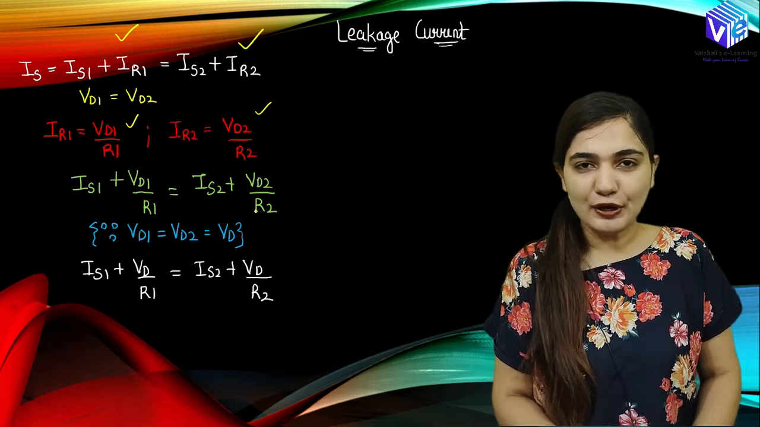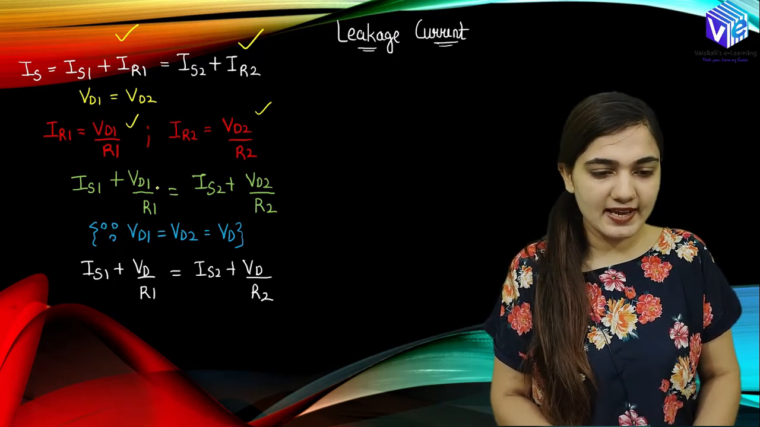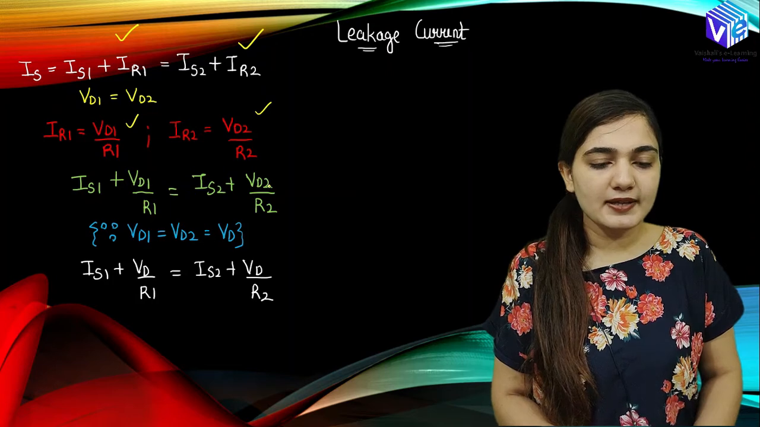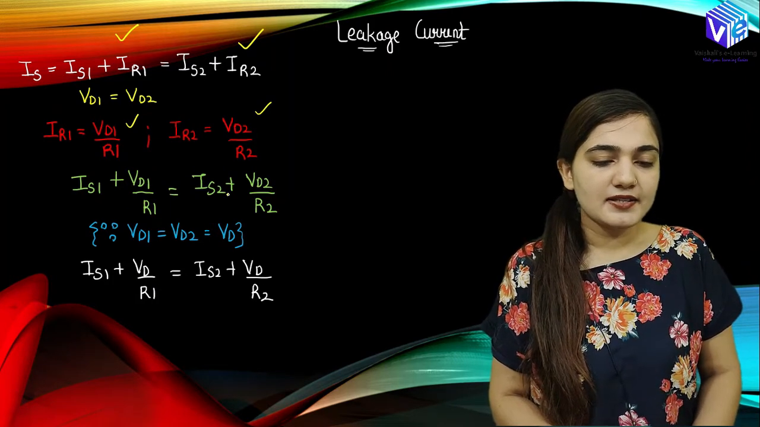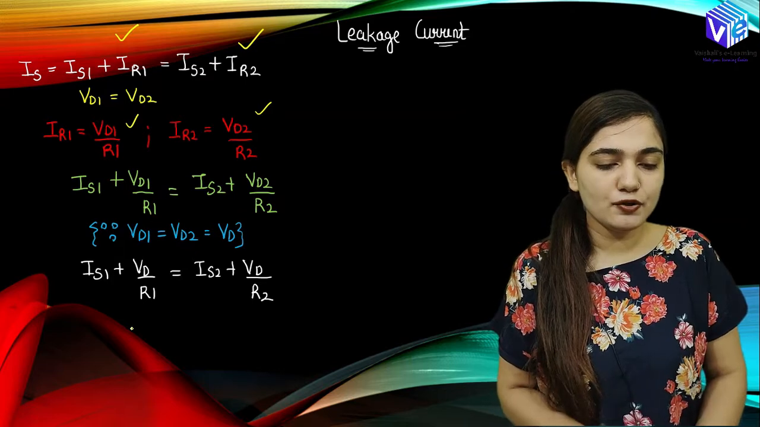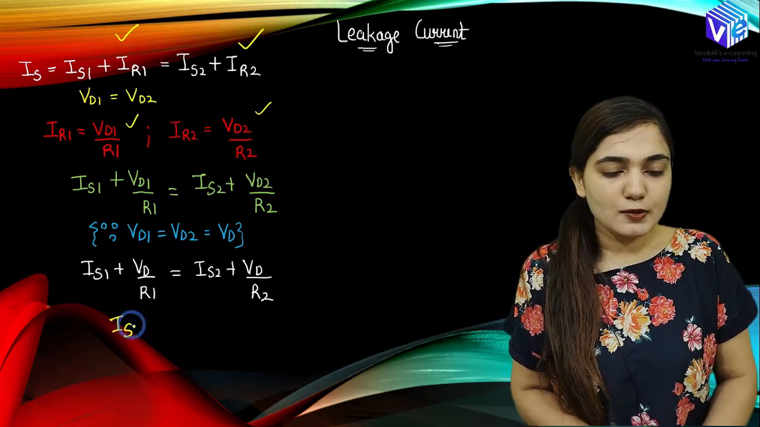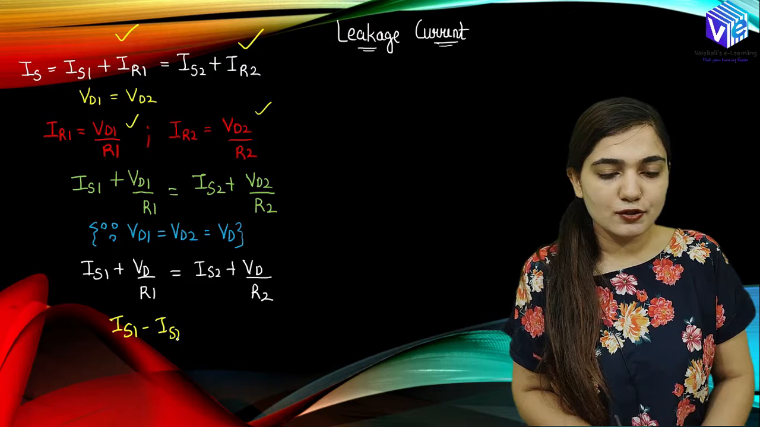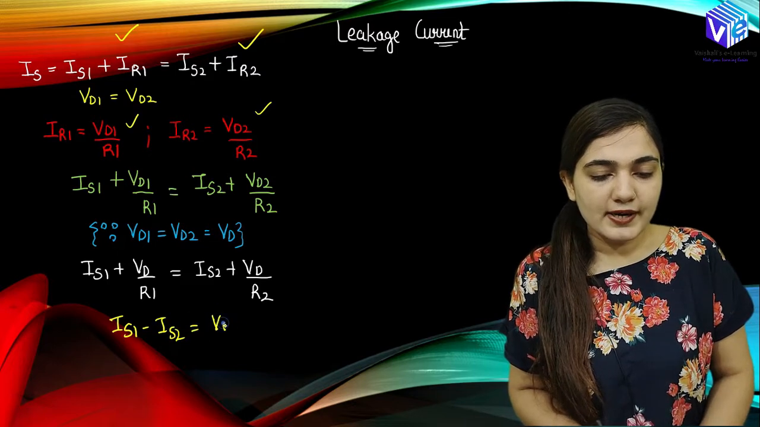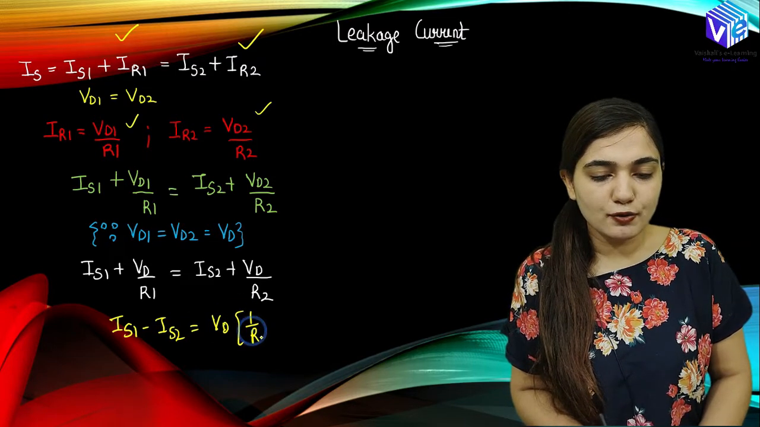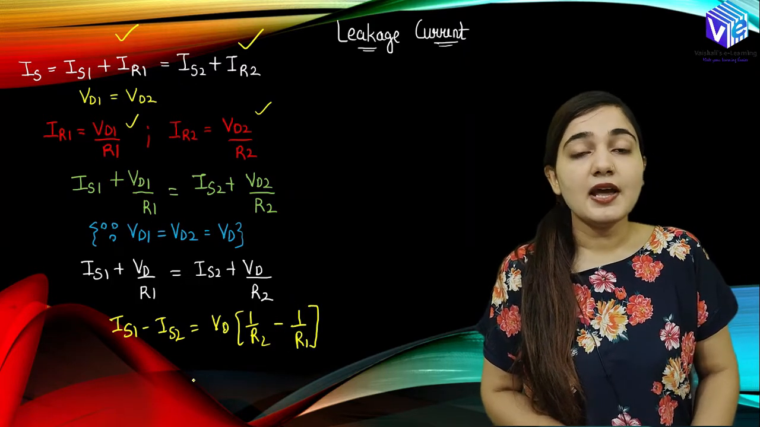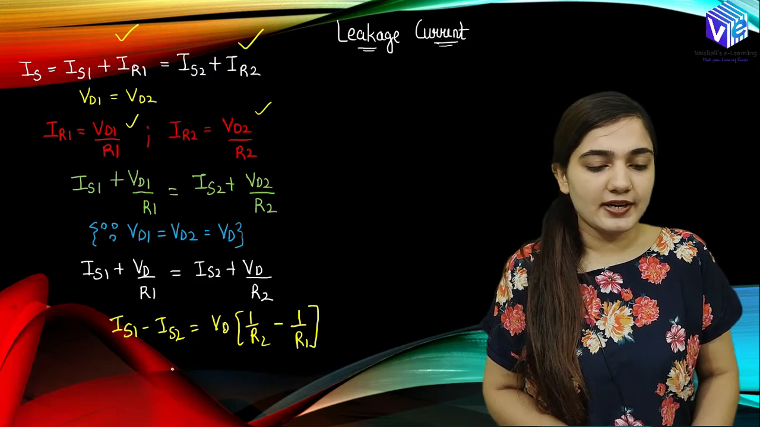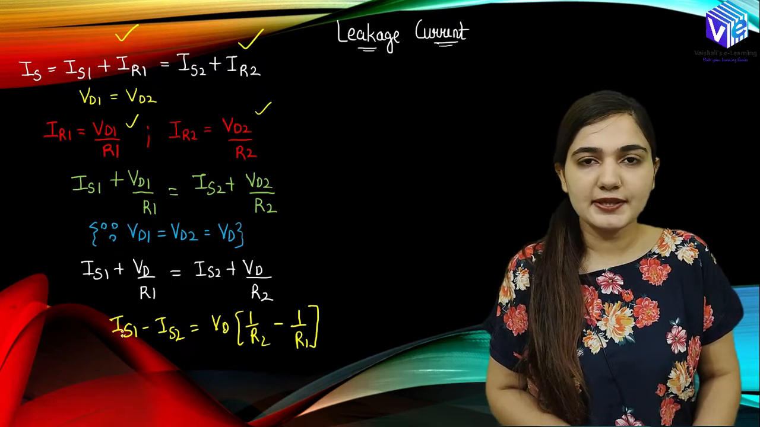Now we know both of the diode voltages are the same. I can say VD1 is equal to VD2. So when you put VD instead of VD1 and VD2, you can see IS1 minus IS2 will be equal to VD times 1 upon R2 minus 1 upon R1. This is how I can calculate the difference between the reverse leakage currents, right? So this is the difference between the leakage currents.